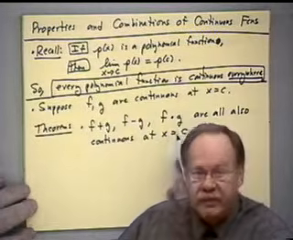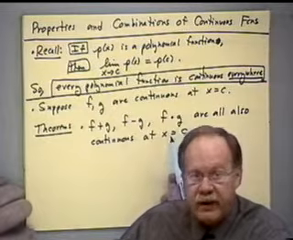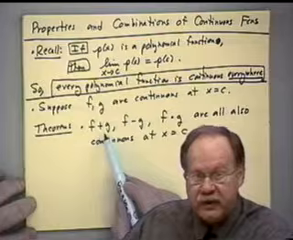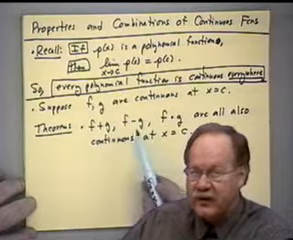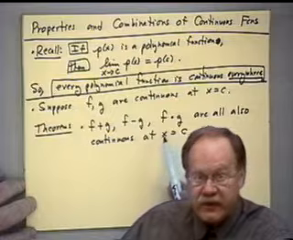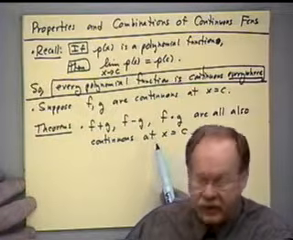Now I'm going to omit the proofs for these, although we'll talk about how to check for continuity later. But now you know that if you start with two continuous functions, you add, subtract, or multiply them, you will end up with a continuous function. That's very nice. The property of continuity is not lost.